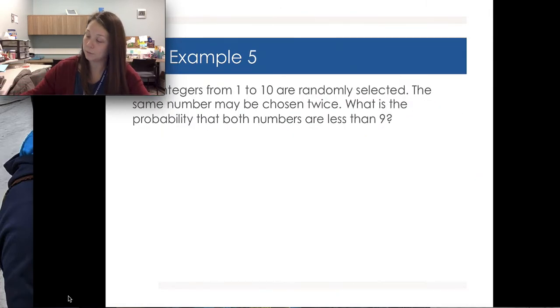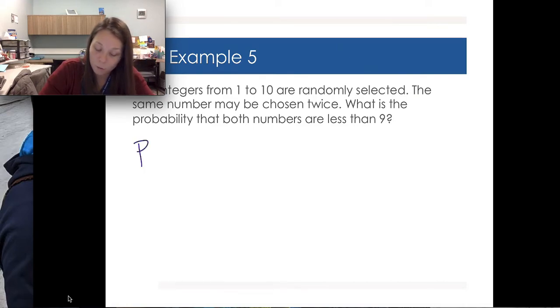Example 5. Two integers from 1 to 10 are randomly selected. The same number may be chosen twice. What is the probability that both numbers are less than 9?